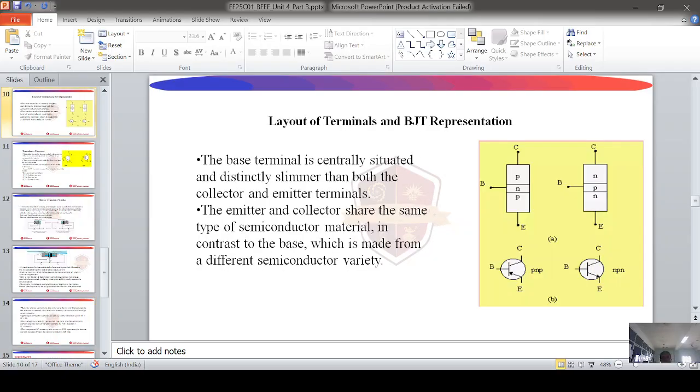Then layout of terminals and BJT representations. The base terminal is located between the emitter and collector and it is very thin. The emitter and collector are made of the same semiconductor type while the base is of the opposite type.